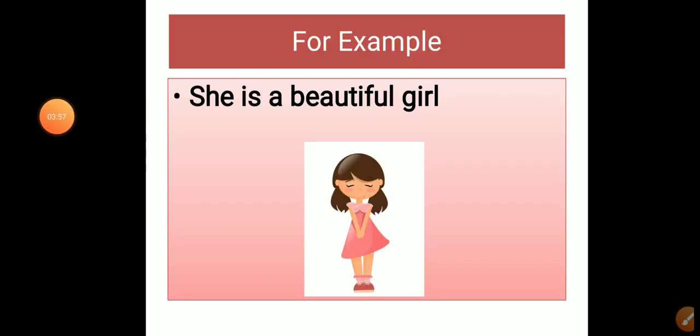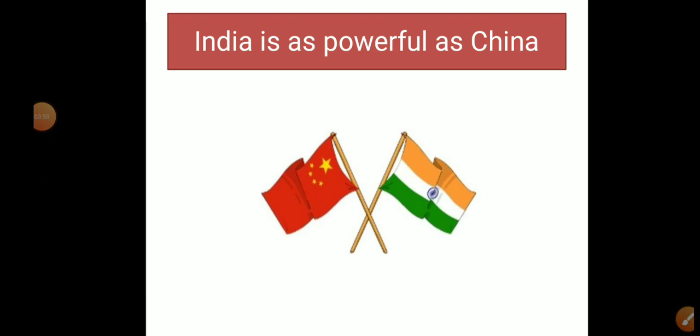Let's see another example of positive degree. India is as powerful as China. If you see this sentence, we have shown that India and China are equally powerful. So comparison is also made, but in the positive way. So here India is as powerful as China.